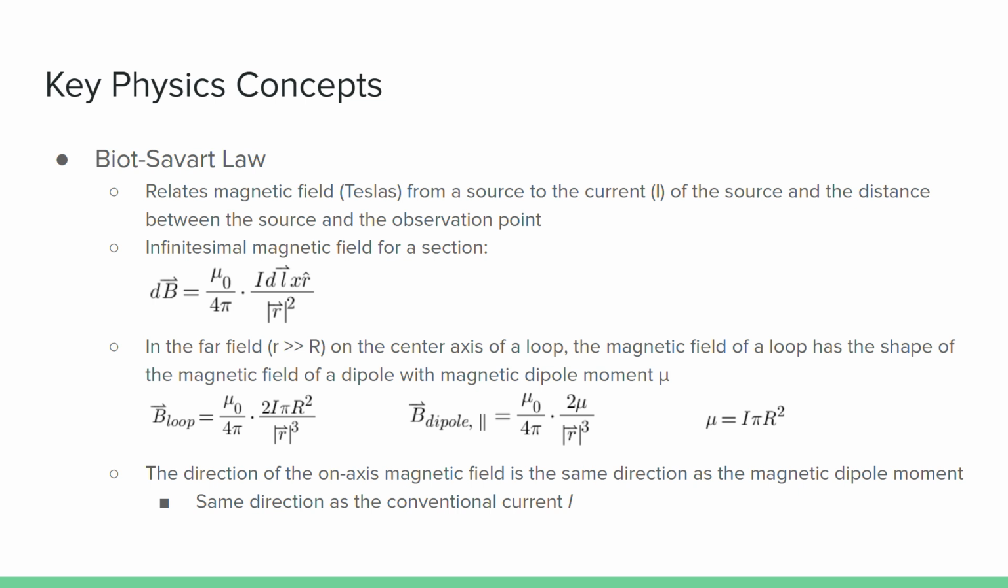In the far field, where small r is much larger than big R, on the center axis of the loop of current, the magnetic field of the loop has the shape of the magnetic field of a dipole with the magnetic dipole moment mu, with the equations shown below. The direction of the on-axis magnetic field is the same direction as the magnetic dipole moment, i.e. it has the same direction as the conventional current I.